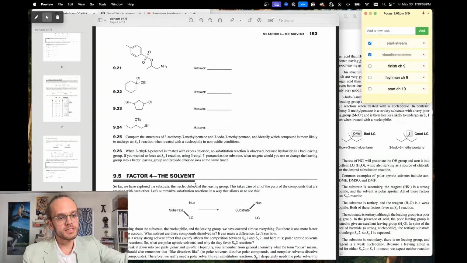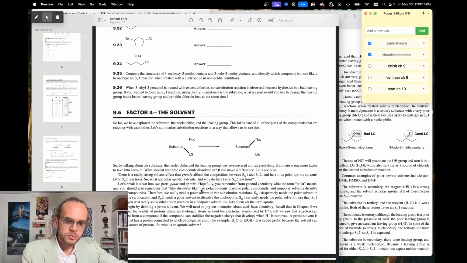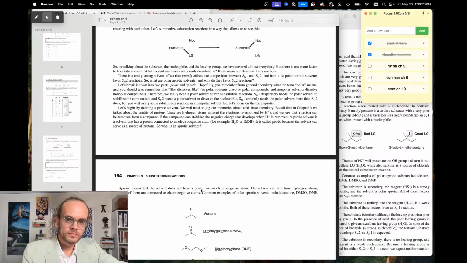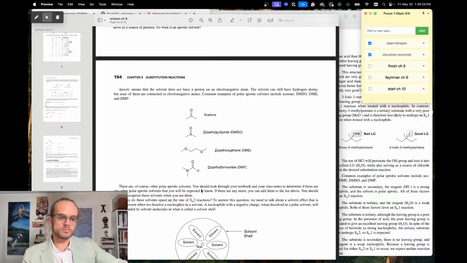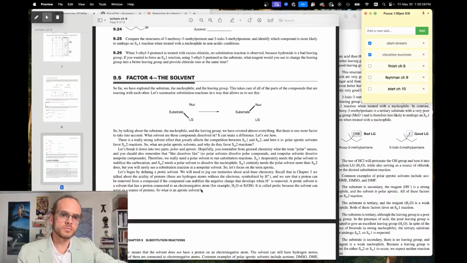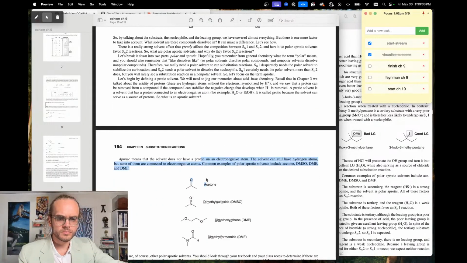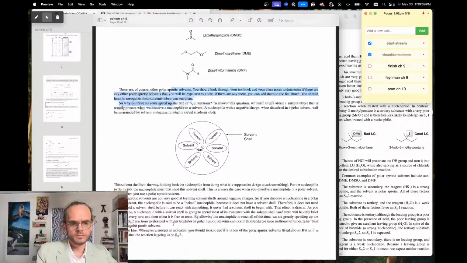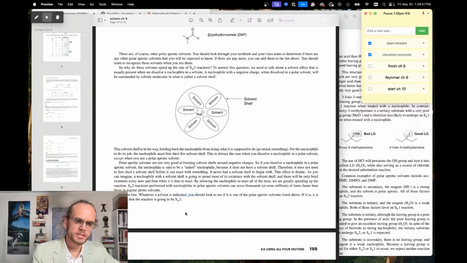Now we get the solvent. Factor for the solvent. Okay, this is where it's protic or aprotic. These are aprotic. Whenever a solvent is indicated, you should see if it's polar aprotic, and if so, it's going to be SN2.